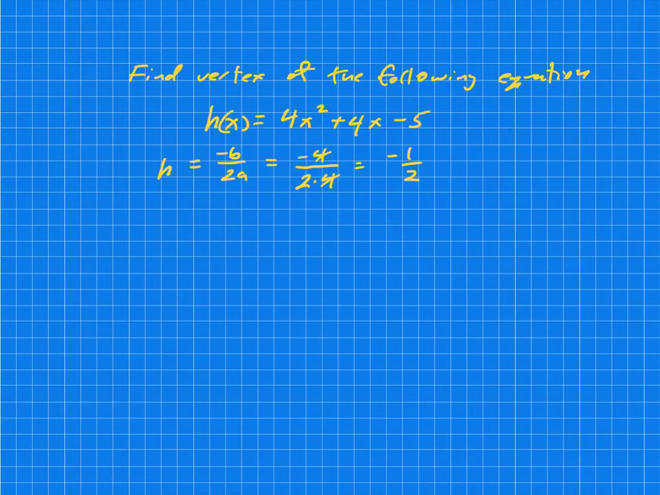Now what I do is plug in the negative 1/2 into x to get the k value. So k is going to be equal to 4 times negative 1/2 squared plus 4 times negative 1/2 minus 5. It looks nastier than it really is. What this is going to be equal to is 4 times 1/4 plus, well, 2 goes into the 4 2 times and into the 1, so we get minus 2.